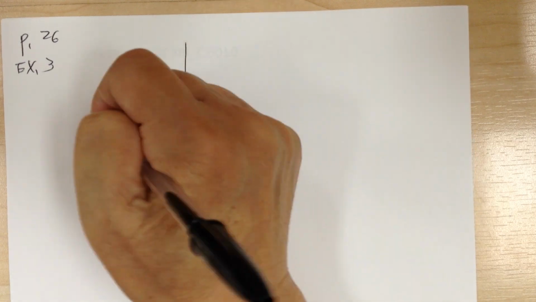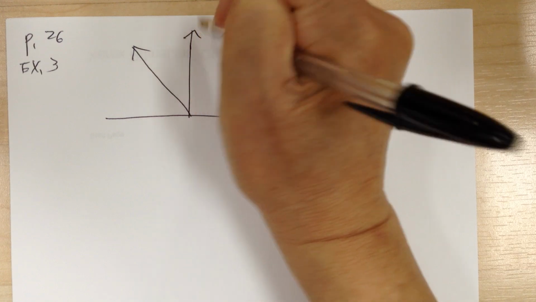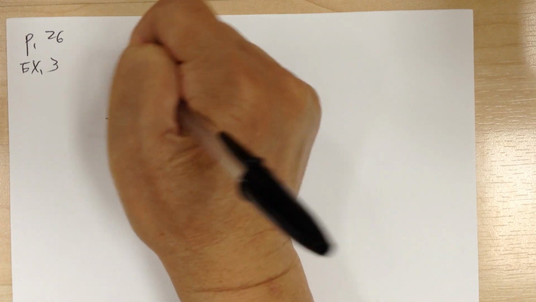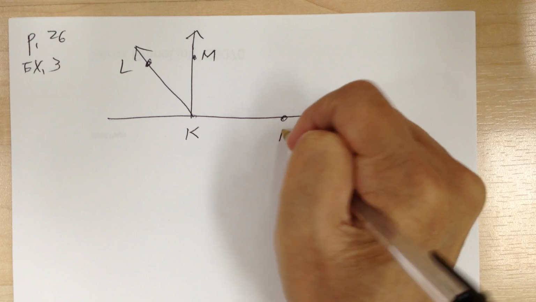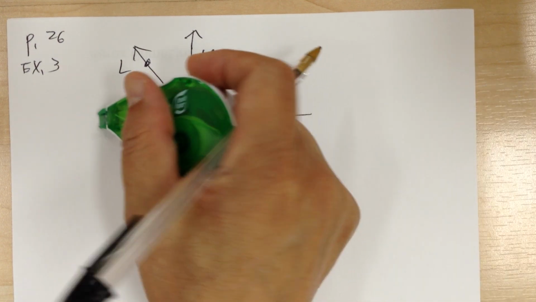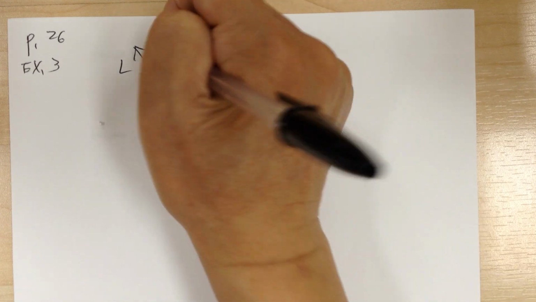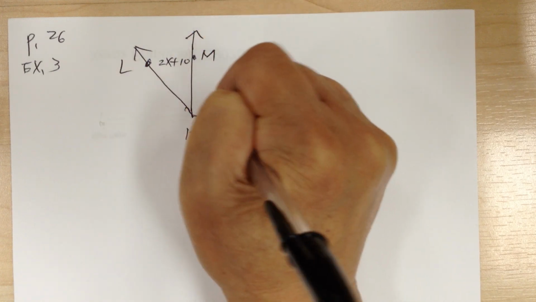So on page 26, example 3. Here's an M, here's a K, L. I kind of drew extra lines. It's easier to visualize. But if you don't like that, let's go ahead and erase that so you don't get confused. And so this is 2x plus 10, and this is 4x minus 3 degrees.